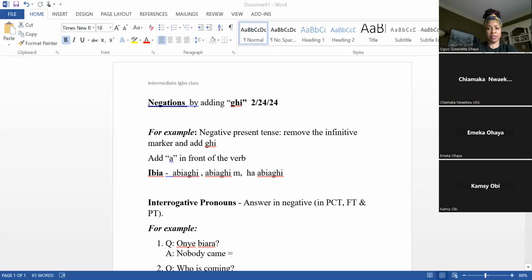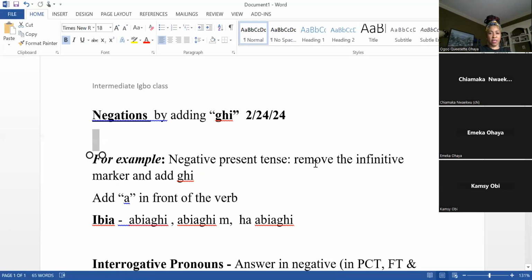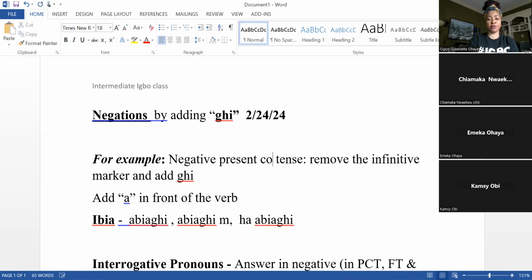Okay, so Tata, this is what we're going to do. We're going to do the negations by adding GHI, which is G. So for example, negative present tense, then negative present continuous tense. Remove the infinitive marker and then add GHI. So this is what you're adding here.